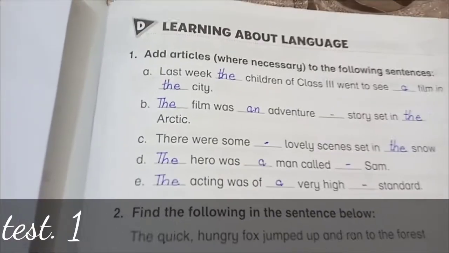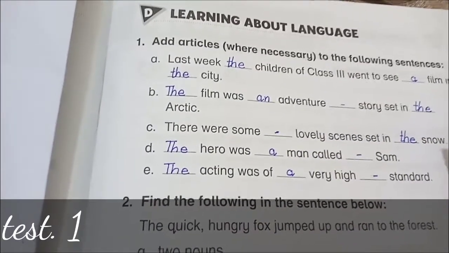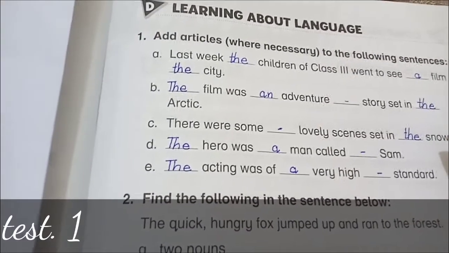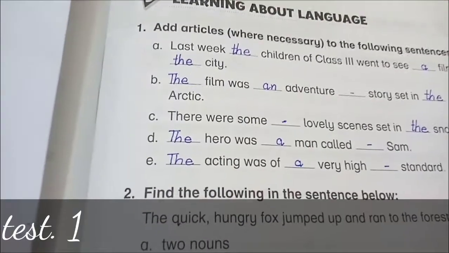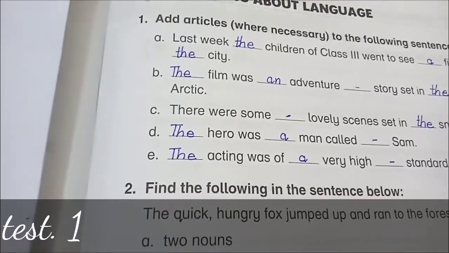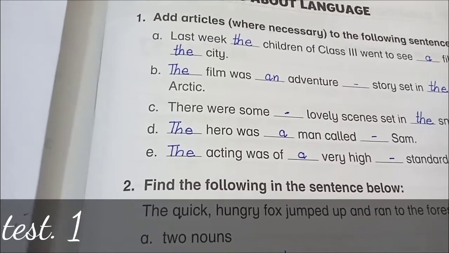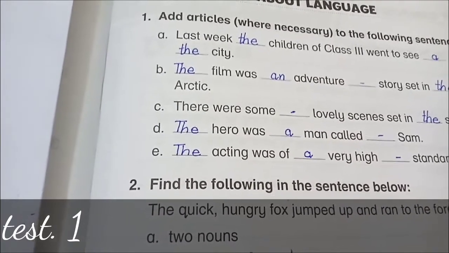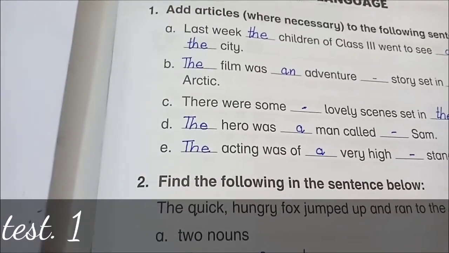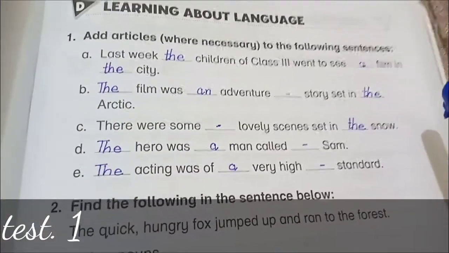Now, students, we move towards the article the. The is called the definite article. It can be used with either singular or plural nouns. It is used to refer to particular persons or things. Before a singular countable noun that is used to represent a whole class, we use the article the. Before adjectives, when they are used as plural nouns, and before some proper nouns, we use the article the.